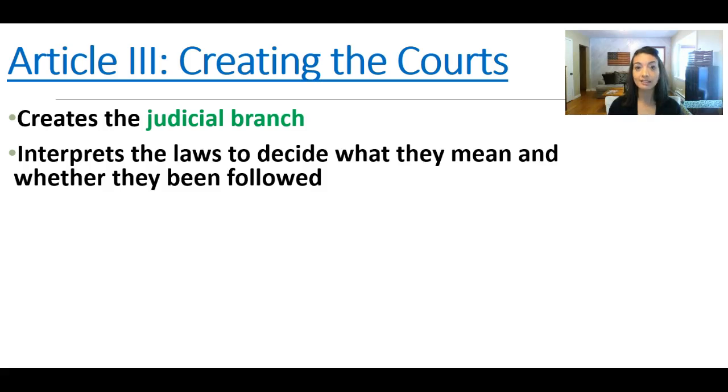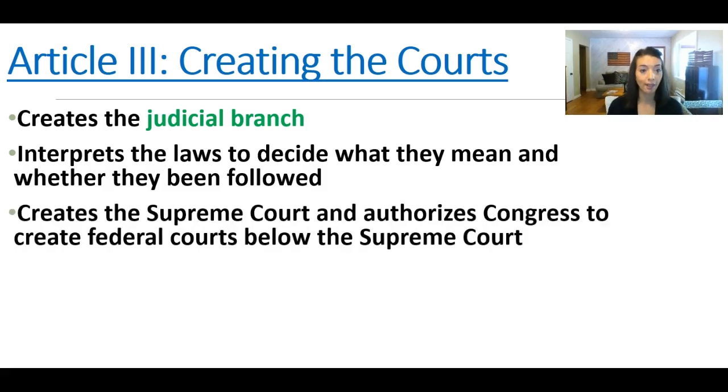You are innocent until proven guilty. And then if you are guilty, then there is another system that decides what your consequence, your punishment is going to be. This note reads that it creates the Supreme Court. So the Supreme Court really is the law of the land, and it authorizes Congress to create the federal courts below the Supreme Court. So think about the Supreme Court being at the top, and then beneath the Supreme Court, you have different levels of federal courts.